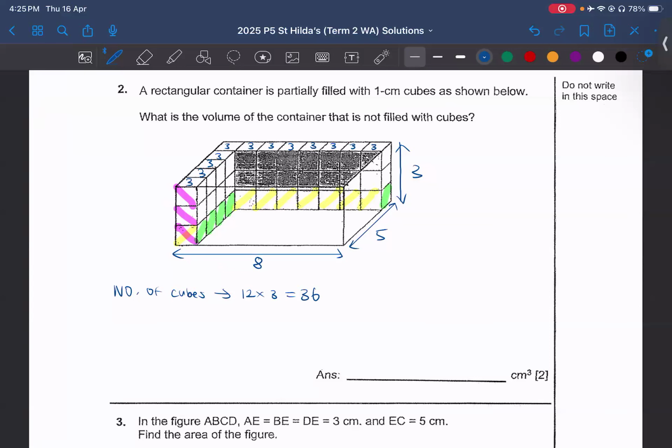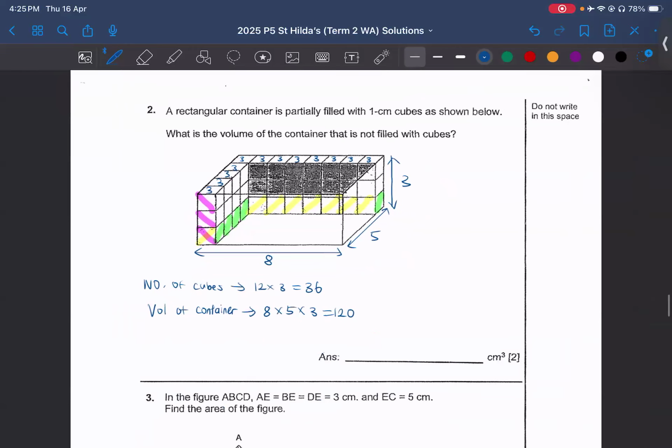And then to find the volume of my container, since I already figured out the dimension earlier, which is 8 times 5 times 3, which is 120. And then to find the volume of container that is not filled with cubes, it would be just taking the volume of your container, which is 120, minus the number of cubes, which in this case is 36. So this will give you 84. So your answer will be 84 cm cubed.